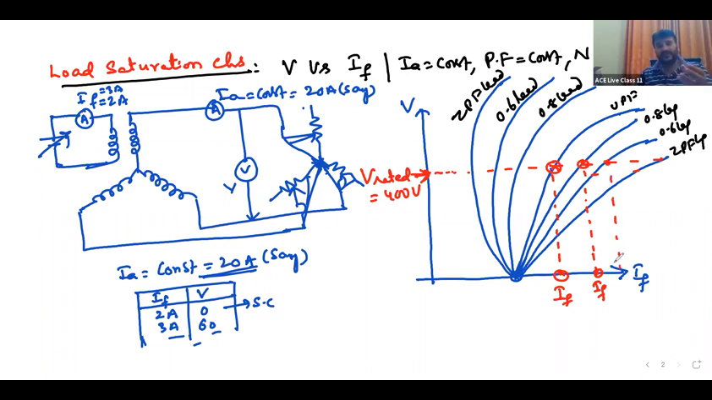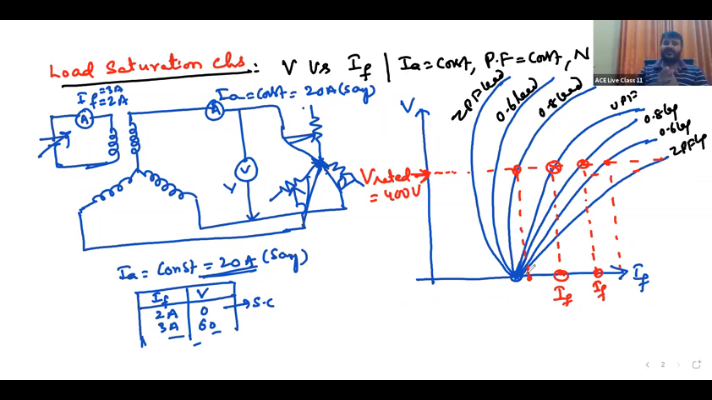Again, for ZPF lagging, there is total demagnetization, so the drop is more. The voltage regulation is maximum for almost ZPF lagging. So to maintain 400 volts for ZPF lagging, a very large field current is required. So the alternator must be over-excited for lagging power factor. When compared with UPF, more excitation is required. Whereas for leading power factor, less field current is required. Field current has to be reduced; it is under-excited.